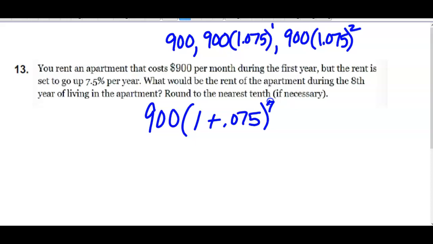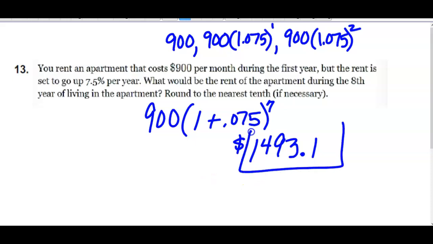So we have 900 times 1.075 to the 7th is 1493. And again, here it says round to the nearest tenth, which makes no sense to me, but that's what the rent would be. And remember, in Delta Math, you just put in the number, not the dollar sign.